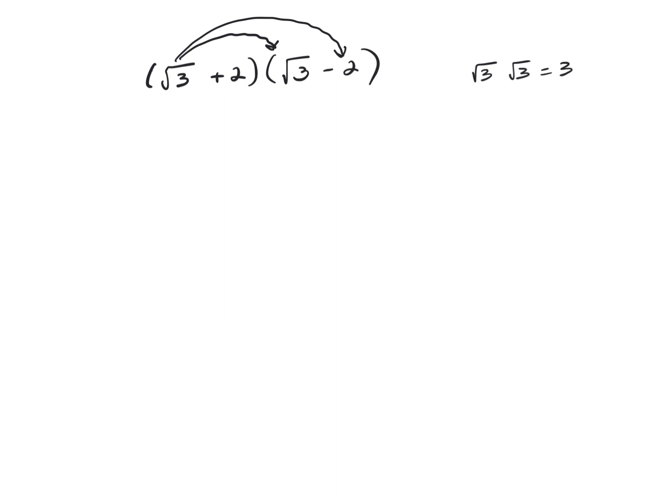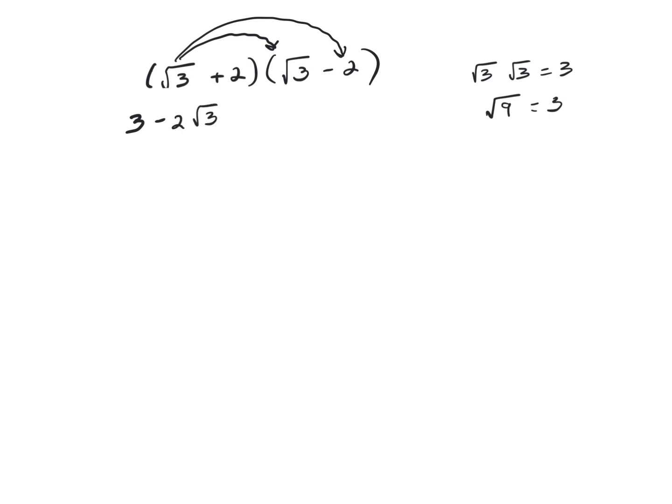Square root 3 times square root 3 is the square root of 9, but the square root of 9 is 3. So if you multiply the same two square roots together, you get what's underneath. That'll save you a little bit of time. So that's going to be 3, and then square root 3 times negative 2 is negative 2 square root 3.